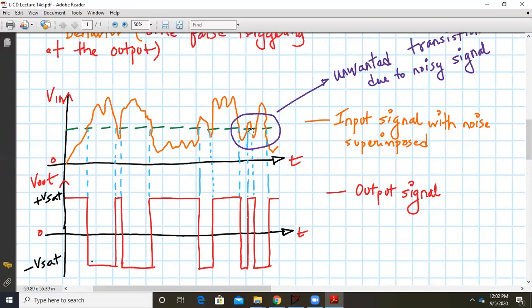So how will it corrupt the output? The output should remain constant at minus VSAT over here, but it is triggering. It is going from plus VSAT to minus VSAT again. Similarly over here, the output should remain at minus VSAT, but it is again switching back and forth between plus VSAT and minus VSAT. This is called false triggering of the output.